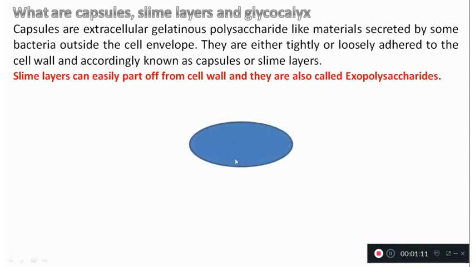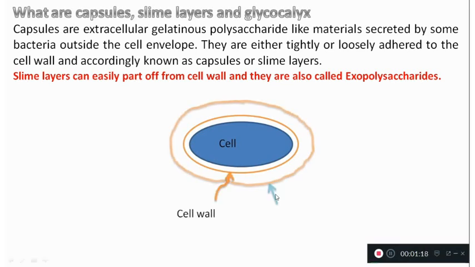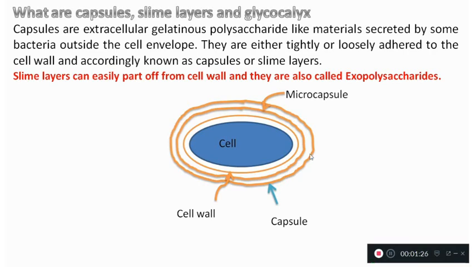So if this is a bacterial cell, then this is the cell wall around the bacteria, and the capsule is present outside that cell wall. So this is the capsule, this structure. Capsules can be of two types depending on the thickness. If the capsule is thicker, more than 0.2 micrometer, that is 200 nanometer, it is called a macrocapsule, and if it is less than 0.2 micrometer, it is called a microcapsule.